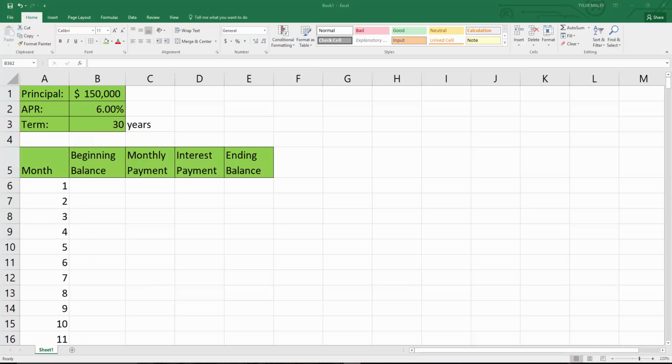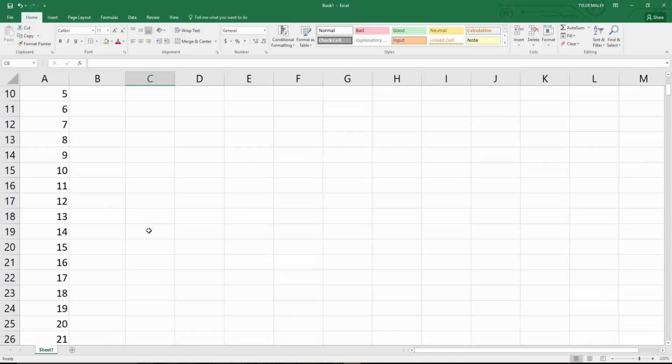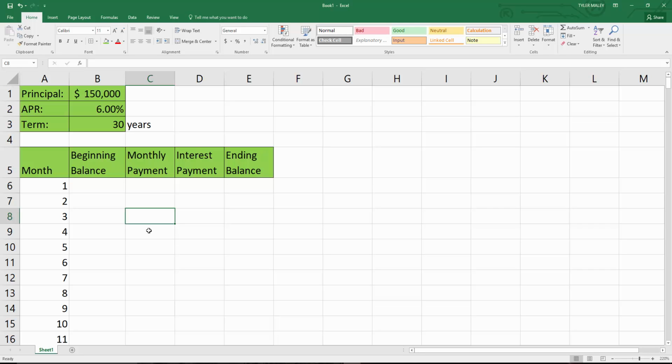Right, so what we're doing is calculating the amortization schedule, or sometimes it's called an amortization table. This lists all of the information each period, each month. It'll tell us the beginning balance of any given month, how much payment we should make, how much is going to the interest, and then what's my ending balance.